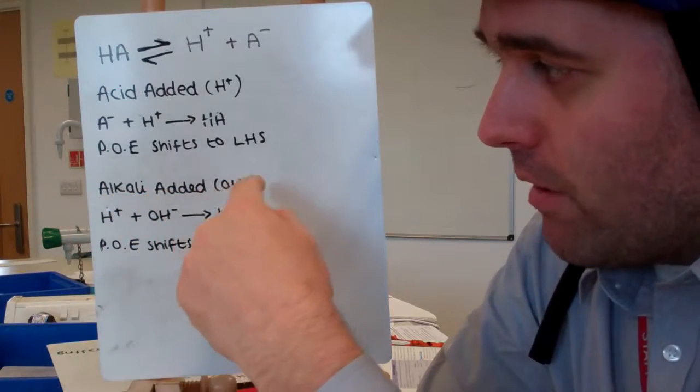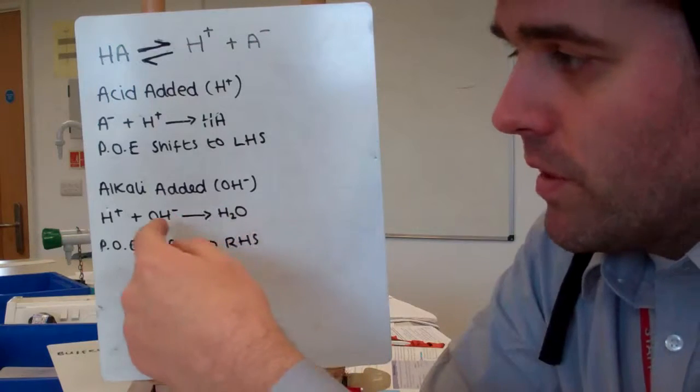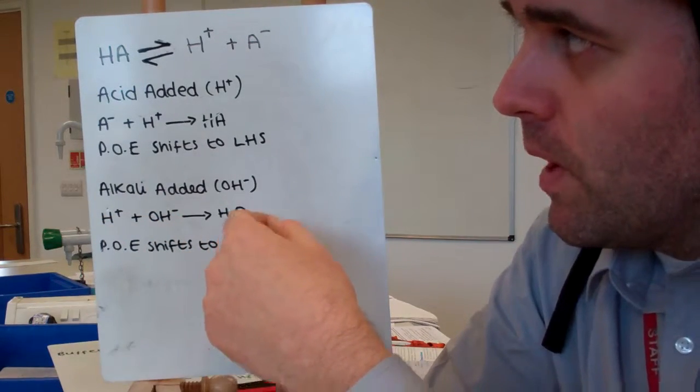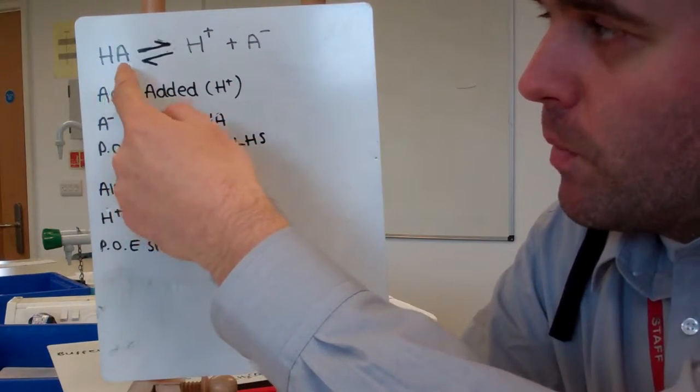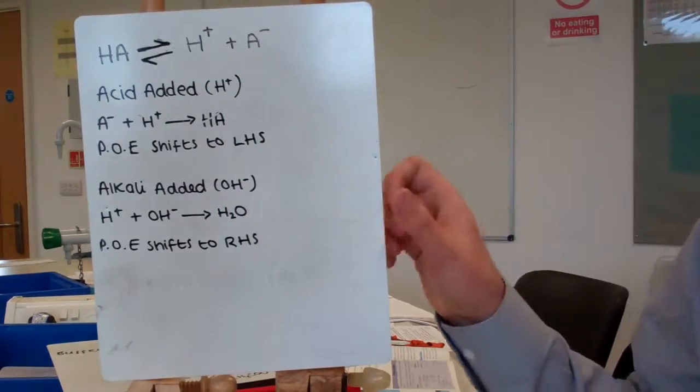If we add alkali, the OH-, you expect the pH to go up, because the OH- takes out the H+ to make H2O. As it does that then, the position of equilibrium moves to the right-hand side and replaces the H+ to minimise the change in pH.